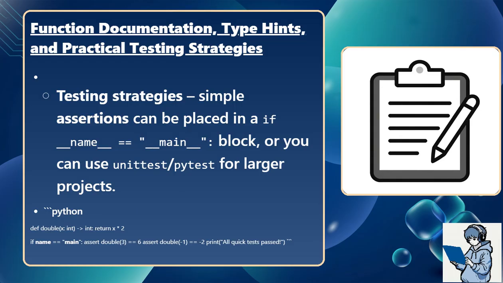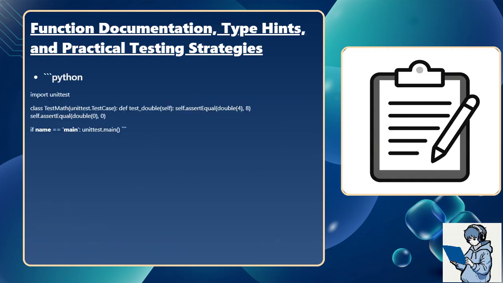In the main block, assert that double(3) equals 6, assert that double(-1) equals -2, then print "all quick tests passed." For more systematic testing, write a class that inherits from unittest.TestCase. Import unittest. Define class TestMath inheriting from unittest.TestCase. Define method test_double that asserts double(4) equals 8 and double(0) equals 0. At the end, if __name__ equals "__main__", call unittest.main().